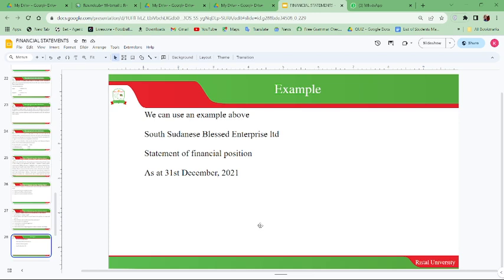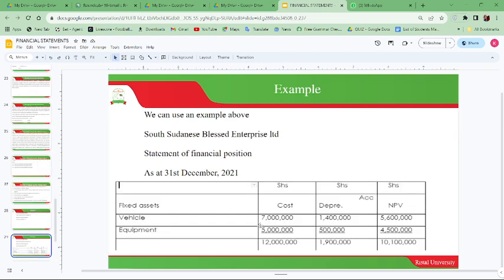So we are going to use the example that we had used for our statement of comprehensive income. It's the same example that we are going to use. South Sudan Blessed Enterprise Limited, statement of financial position as at 31st December 2021. Here we start with the assets. So we have fixed assets.